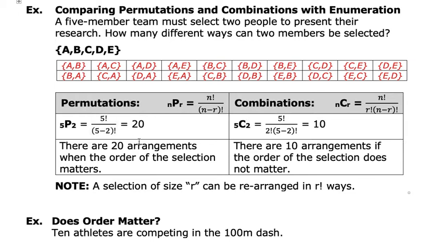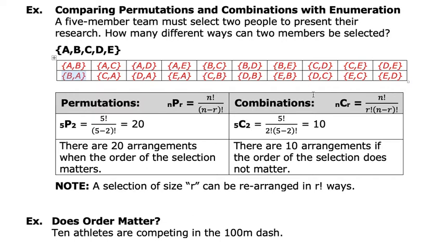So the number of permutations are listed here. This is a 2 by 10 grid, so there's a total of 20 cases. But when it comes to combinations, we're only going to consider those unique sets where it does not matter the order that the elements are written in.